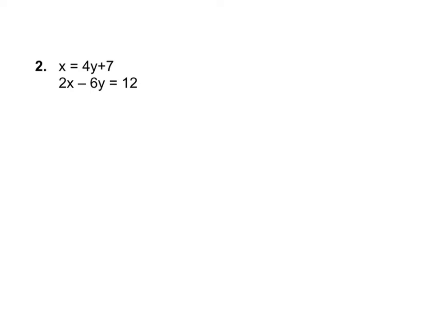We have x is equal to 4y plus 7. We have 2x minus 6y is equal to 12. Again, you have to have solved for one of the variables. You have to have one of the variables by itself, and we do here. We have this value right here. So what we're going to do is we're saying that x is equal to 4y plus 7. So I'm going to take this value right here, and I'm plugging it in where I see the x. And I'm going to have 2 times, again, I have 4y plus 7. This is my whole x, that whole value.